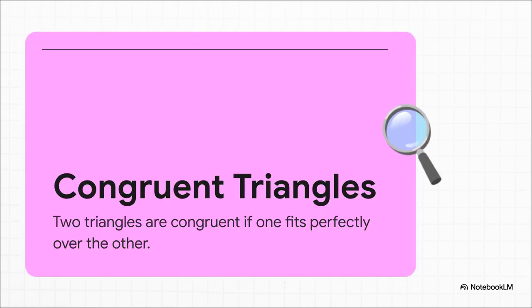You know, the basic idea is pretty intuitive. We say they're congruent. And what that really means is if you could just pick one triangle up and place it right on top of the other one, it would be a perfect fit. All the corners would line up, all the sides would line up, no gaps, no overlaps, just a perfect match.